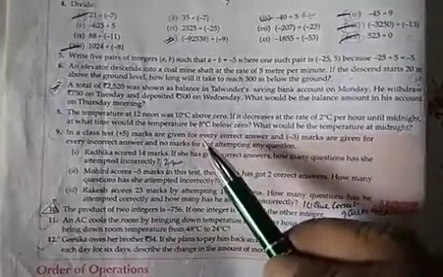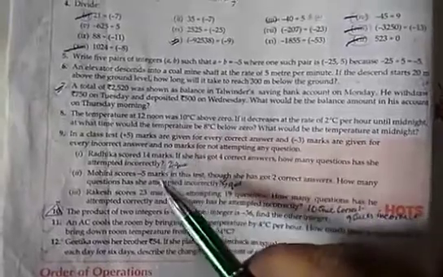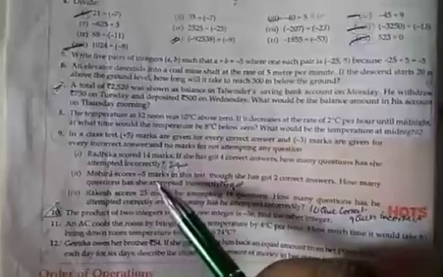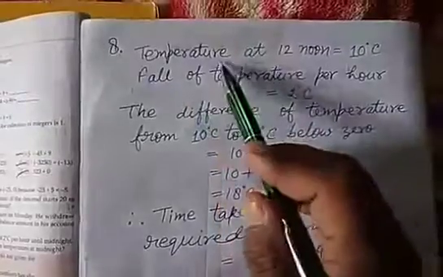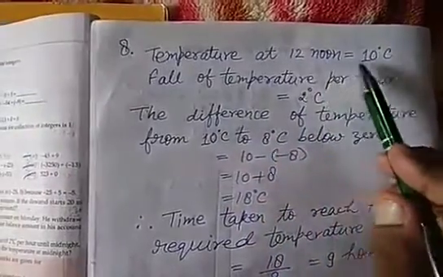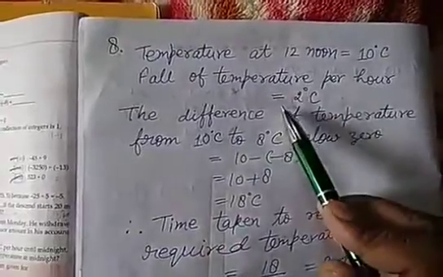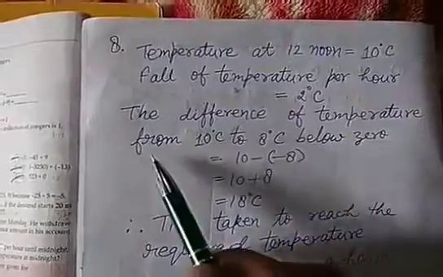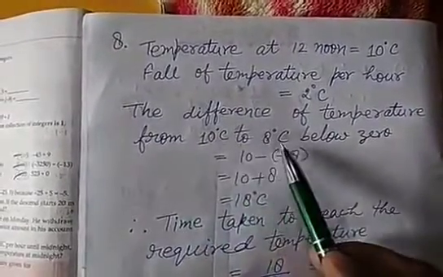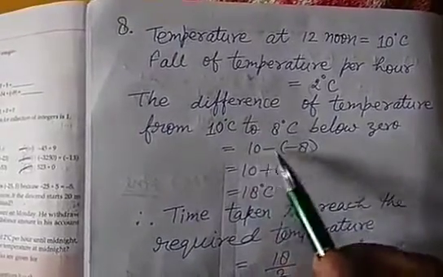In this question, we have to find the temperature at midnight and the time when the temperature is minus 8 degrees Celsius. Temperature at 12 noon is equal to 10 degrees Celsius. Fall of temperature per hour is equal to 2 degrees centigrade. The difference of temperature from 10 degrees centigrade to 8 degrees centigrade below 0 is equal to 10 minus 8.